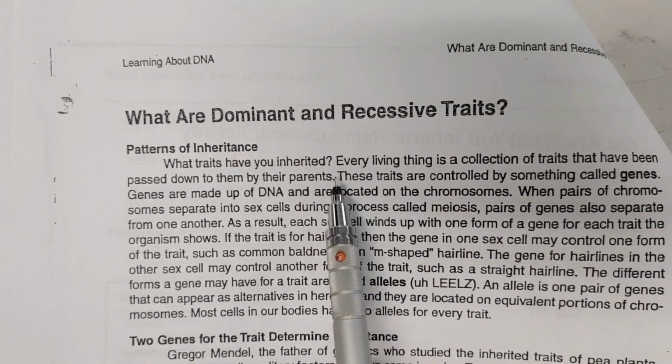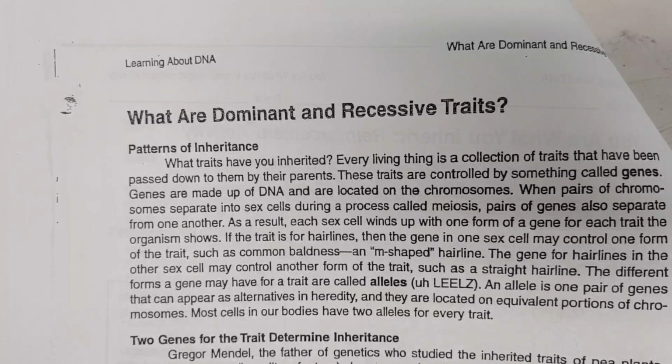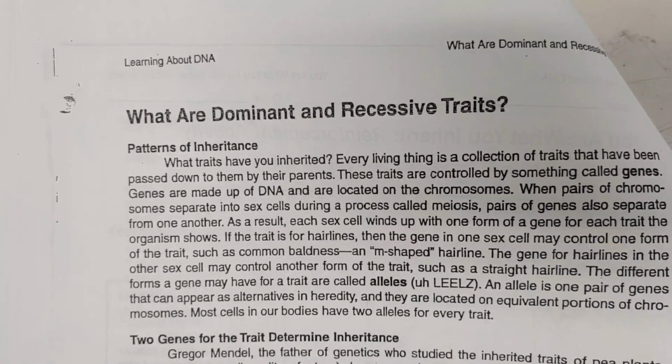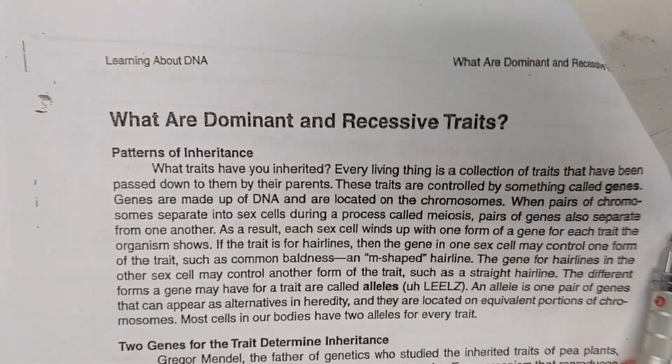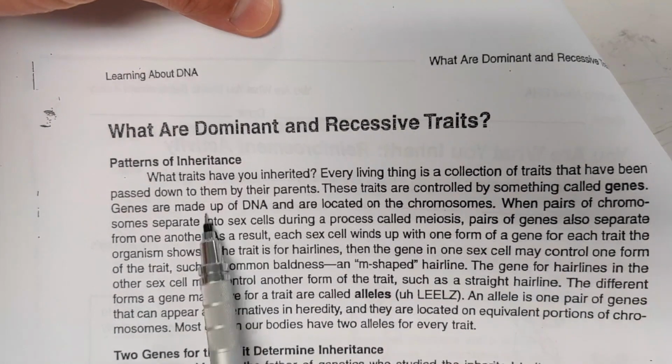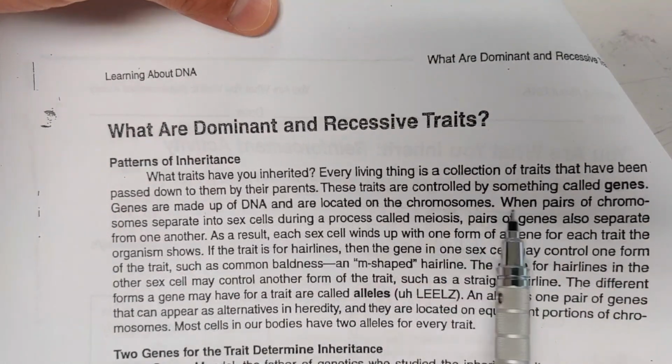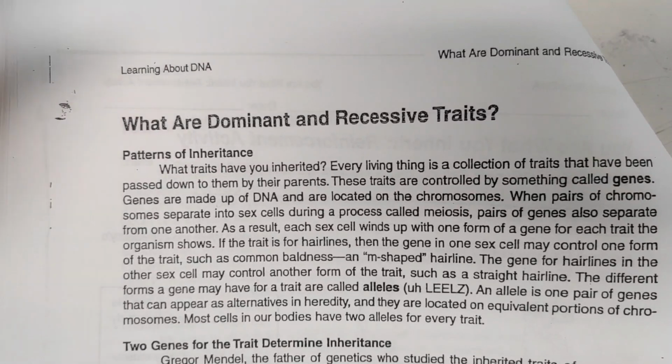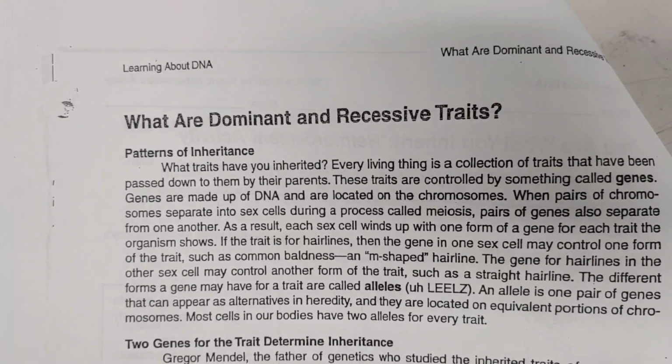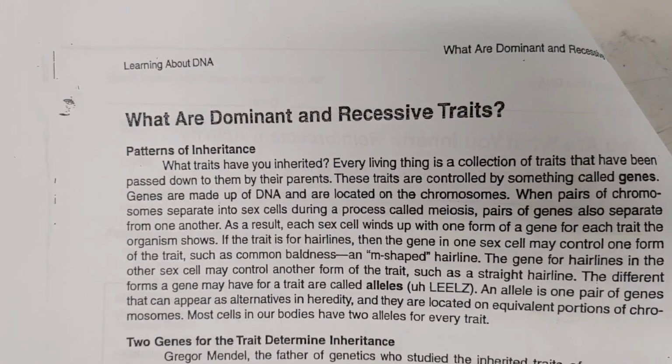What traits have you inherited? Every living thing is a collection of traits that have been passed down to them by their parents. These traits are controlled by something called genes. Genes are made up of DNA and located in the chromosomes. When pairs of chromosomes separate into sex cells during a process called meiosis, pairs of genes also separate from one another. As a result, each sex cell winds up with one form of a gene or trait from the organism.